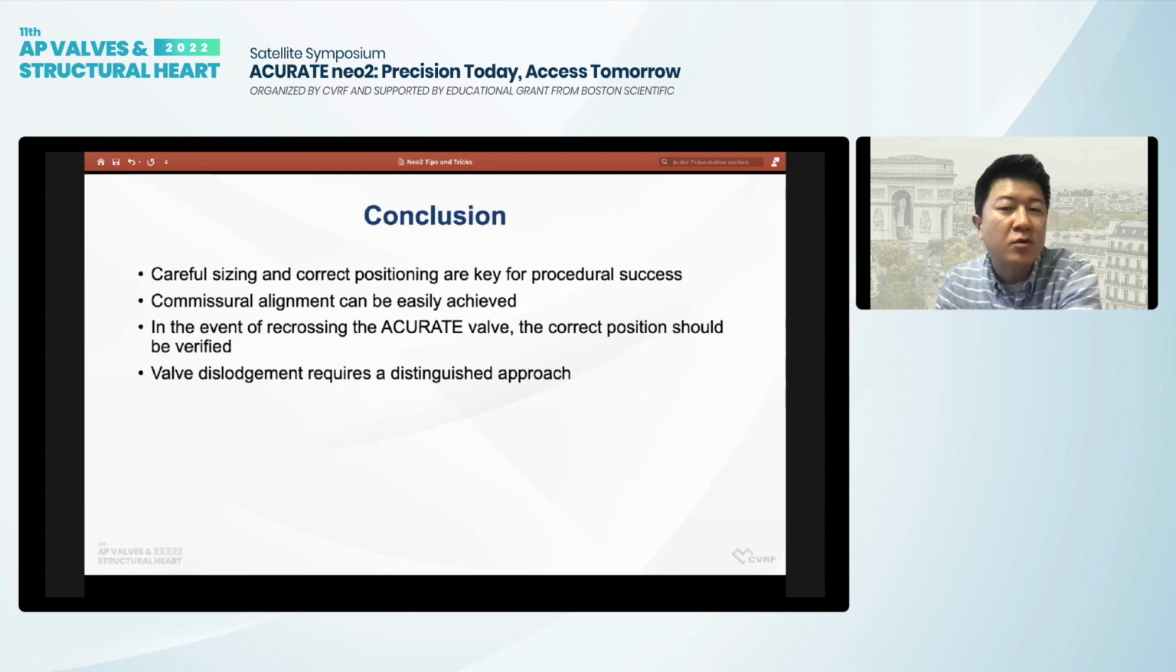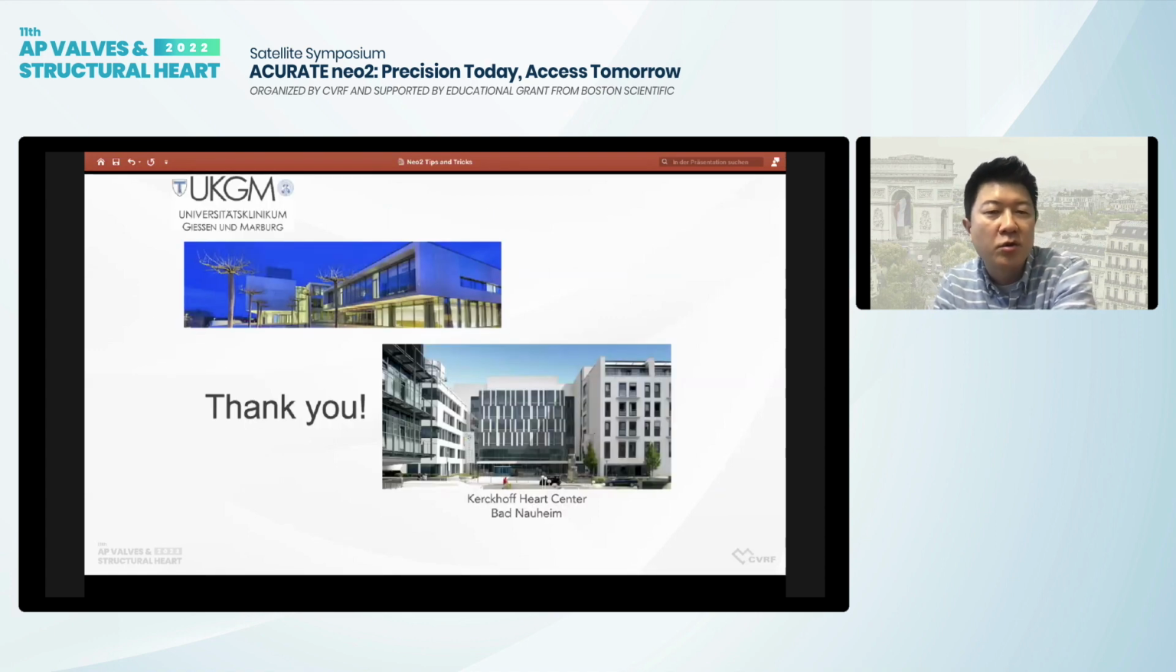And in the event of recrossing, the correct position should be verified. This is very easy with the method I've shown you. And valve dislodgement, unfortunately, still occurs, but with a distinguished approach, I think we also can address this severe complication. Thank you again for your attention.